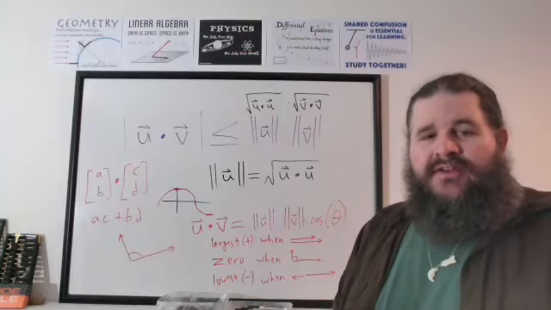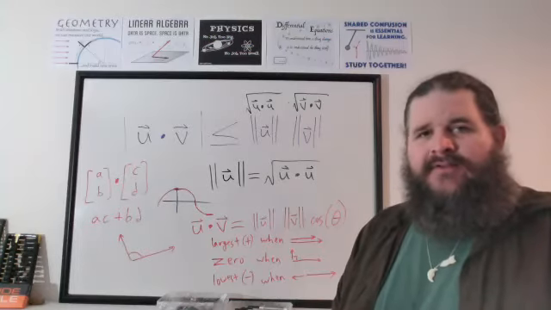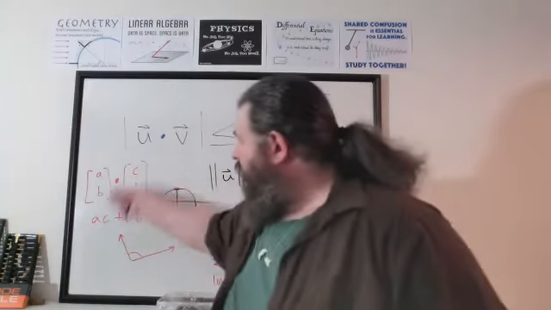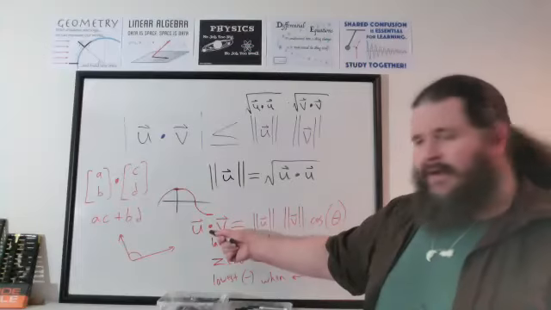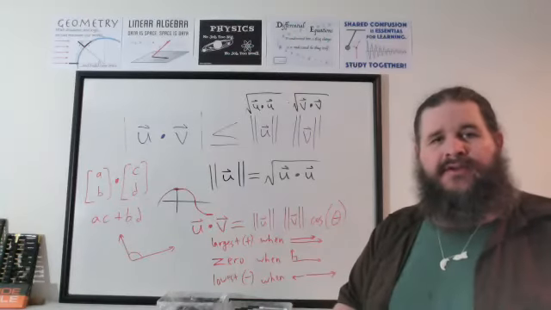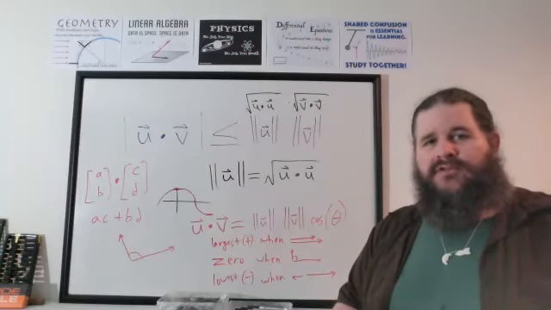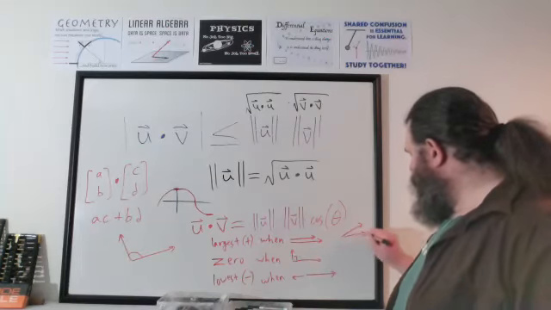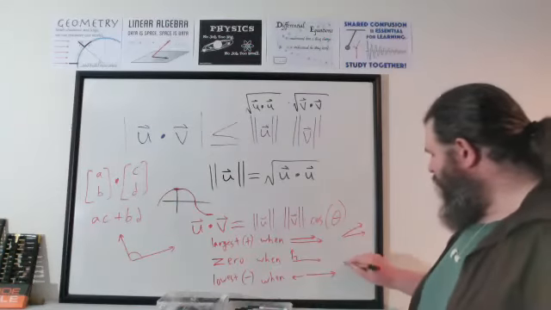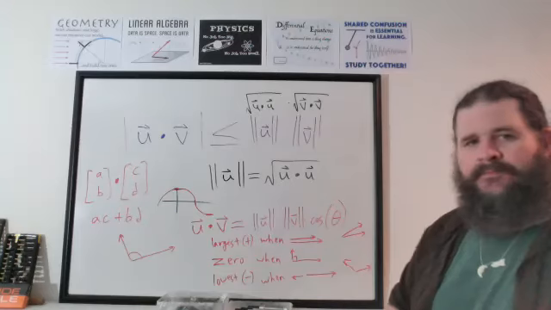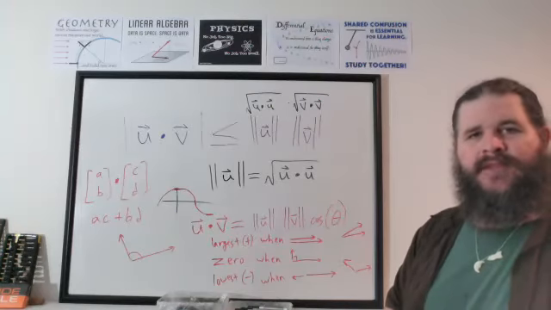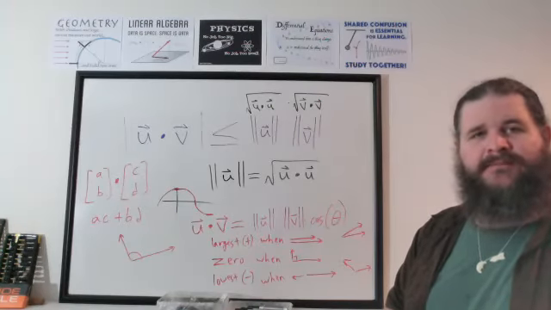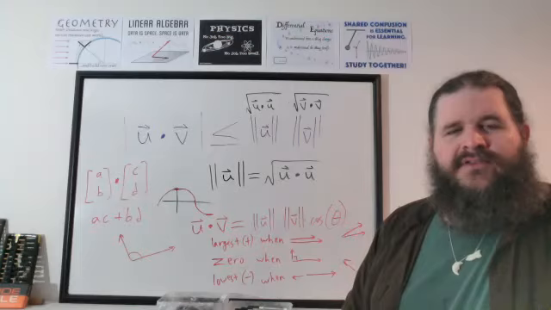So this is a very convenient way to test if vectors are perpendicular. If you have two vectors listed in terms of their coordinates, take the dot product. If the result is zero, then you know the vectors are perpendicular. If the result is positive, then you know the angle between them is acute. If it's negative, you know the angle between them is obtuse. And of course, if it's zero, you know they're perpendicular. And this also works in reverse.